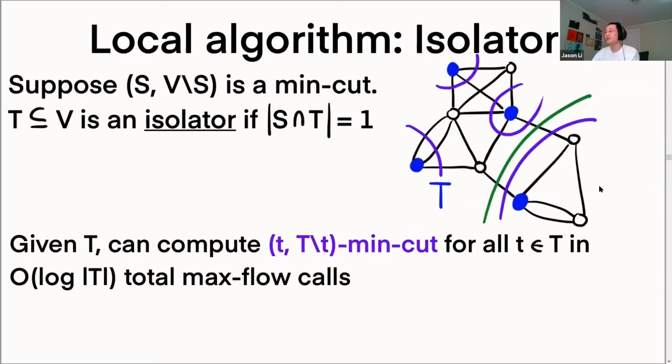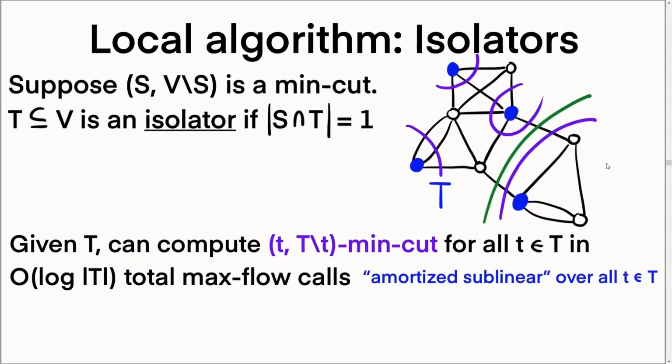So you can think of this as an amortized sublinear time over all t. For each t, we're paying essentially amortized sublinear because we're paying only log n many total max flow calls. Here, the purple lines show the min cuts separating t from the rest of T minus t. Essentially, we can compute them all, with T being all vertices in B minus S plus one vertex in S.